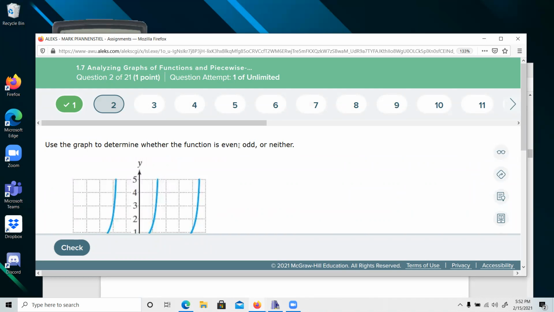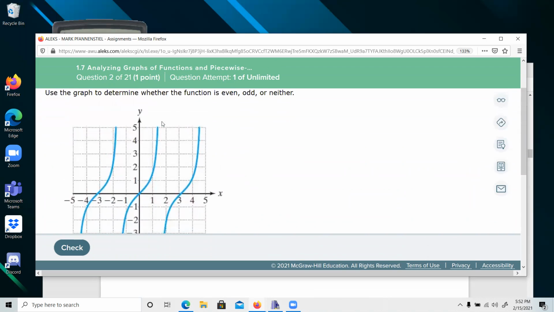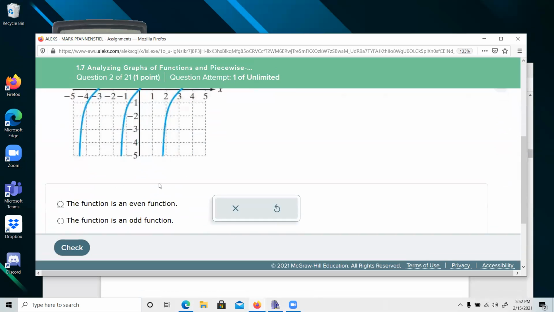Determine if this graph is even, odd, or neither. So look at what's going on here. I also know which graph this is. You'll get to learn this shape in pre-calc or trig. But if I look at what's going on in the first quadrant and what's going on in the third quadrant, right? We're here, we're down here. We're here, we're down here. We're here, we're flipped over here. Okay, so this is an odd function.